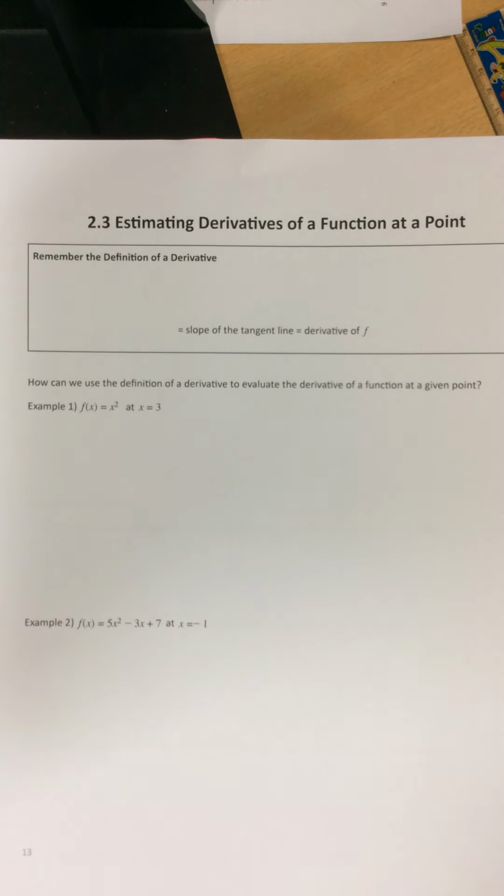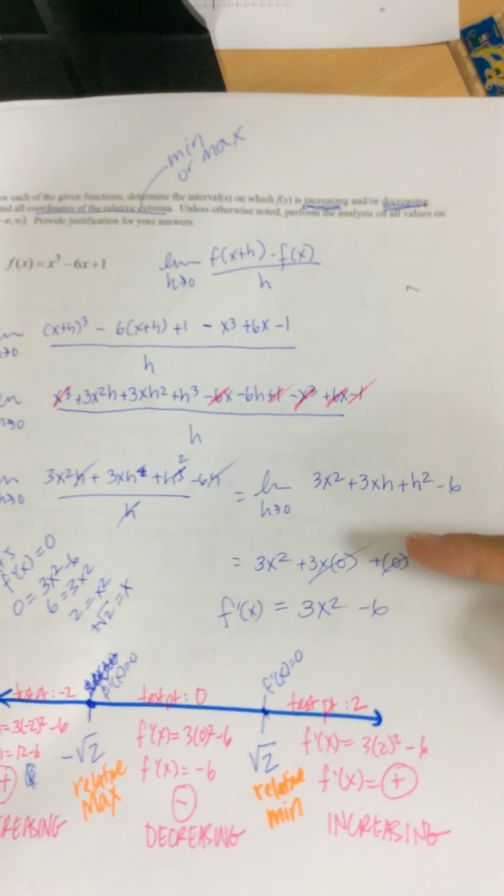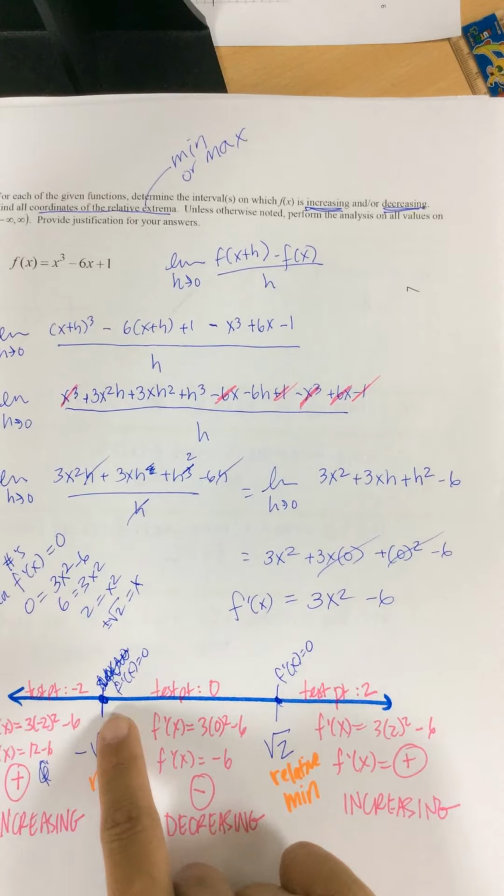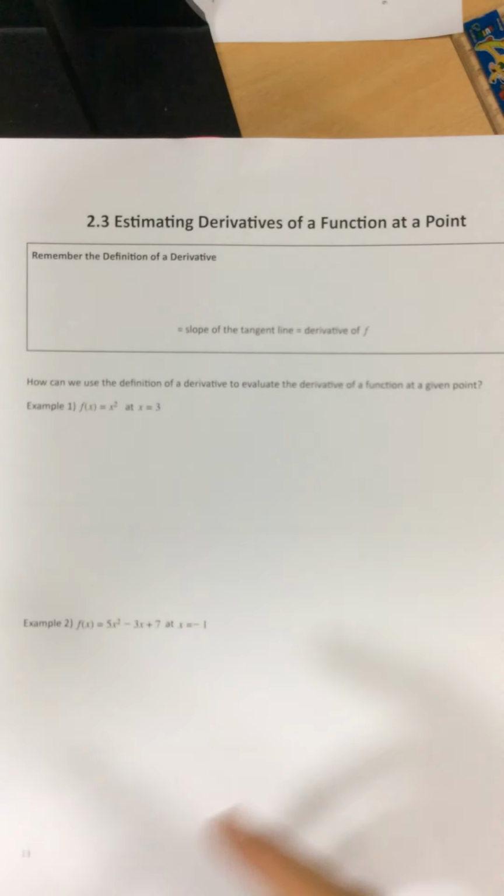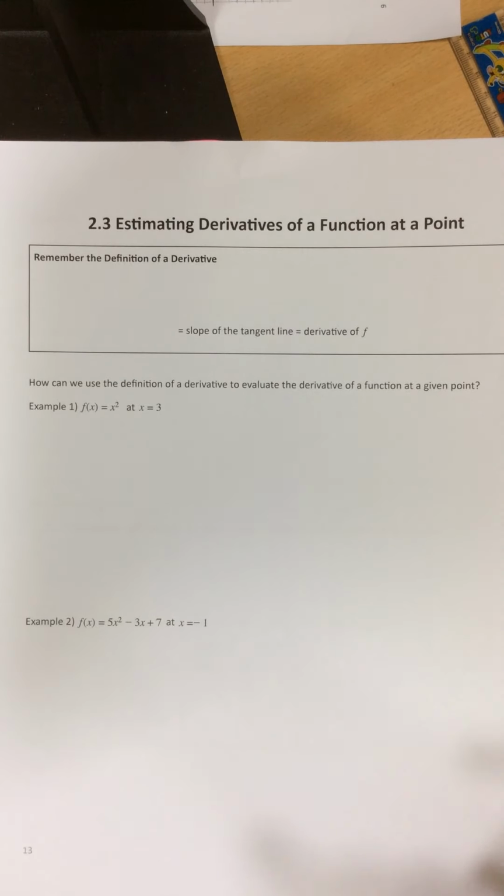All right, now we are going to be working on estimating derivatives of a function at a point. We actually did this a little in that last example in our last video where we had to find the mins and maxes. Let me show you. Here, we did this a little bit because we found the value of the derivative at these 2 points. But we're going to do that in a little bit more detail now.